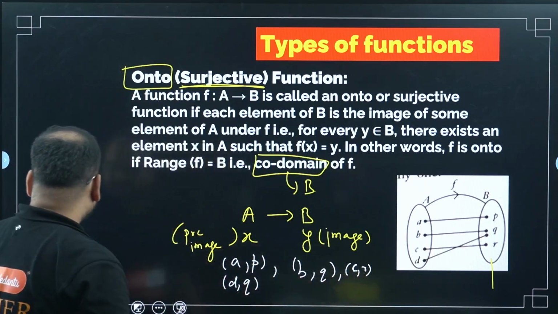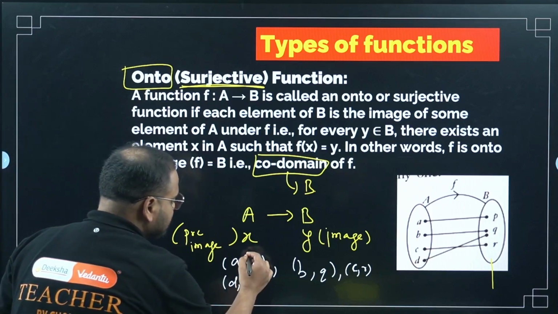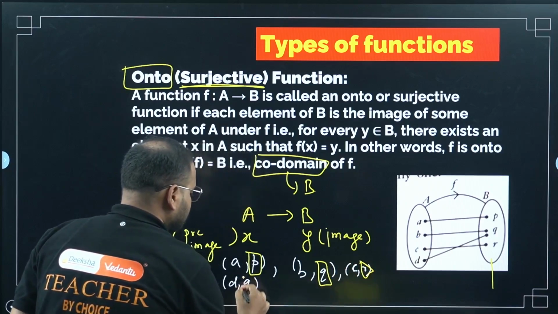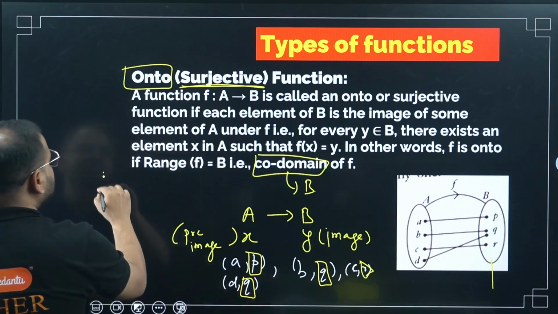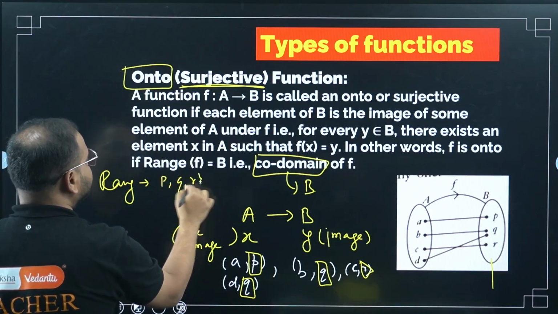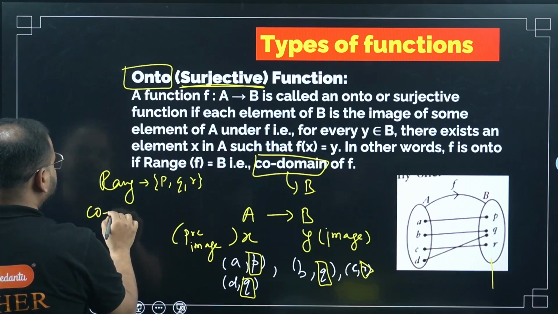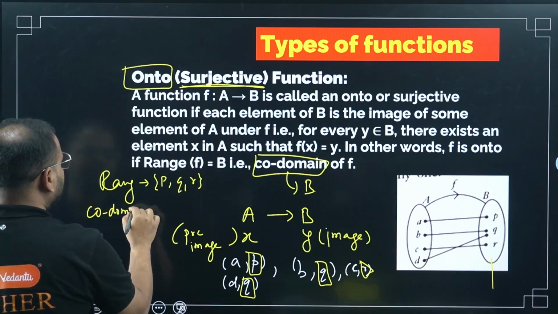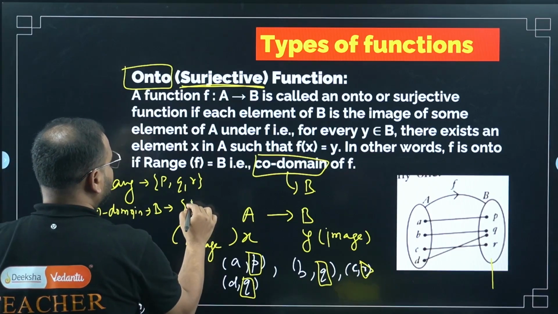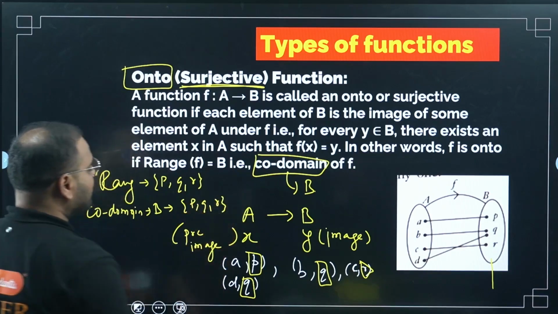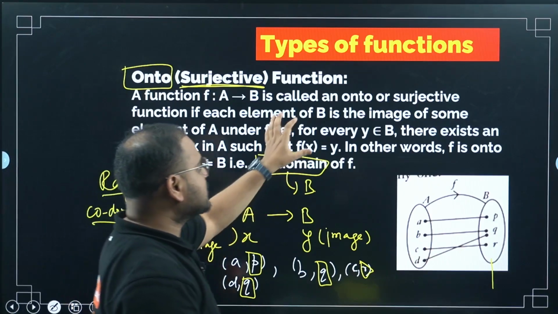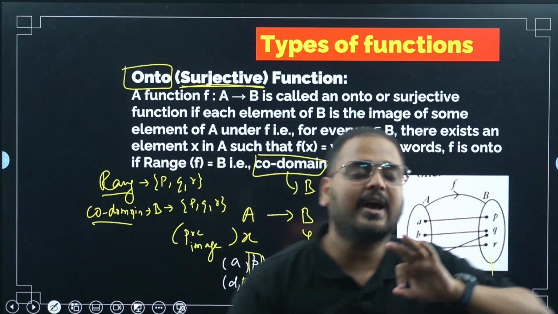So if you check here, what is the range? The range is P, Q, R. It's Q, so we don't have to repeat. And what's the codomain? Please check. Codomain is again P, Q, R. Very beautiful thing coming here. Whenever range and codomain become equal, that is called an onto function.